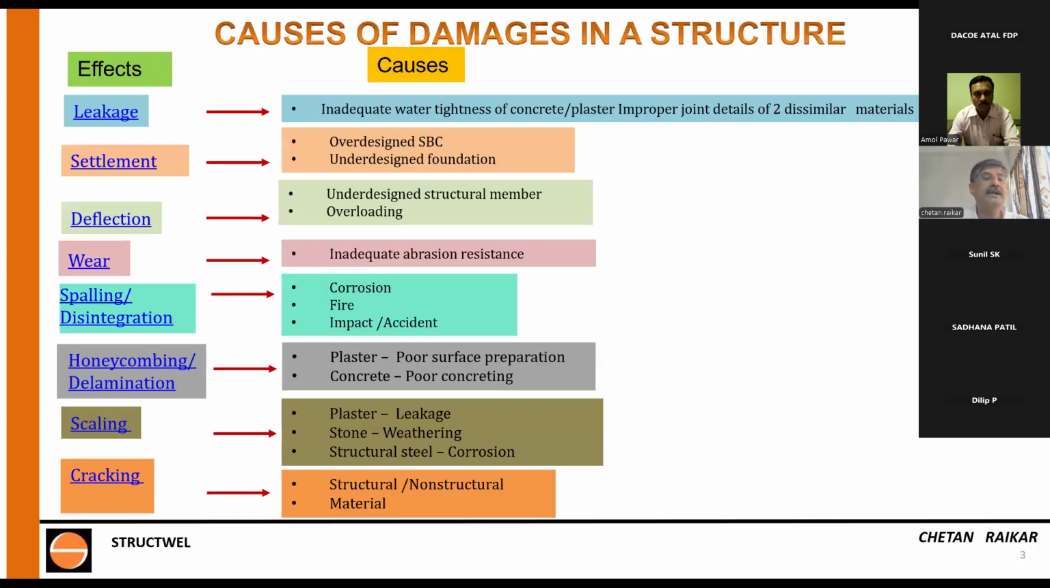Now let's look at the next slide. Causes and damages in a structure. Effects, the leakage. What is the cause? Inadequate water tightness of concrete or plaster, or improper joint details of two dissimilar materials. You know, a crack between a brick masonry and RCC has become very common, and unfortunately it is accepted. I really don't understand why it is accepted, but it is accepted by civil engineers.